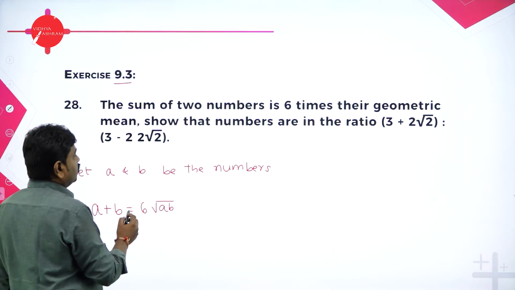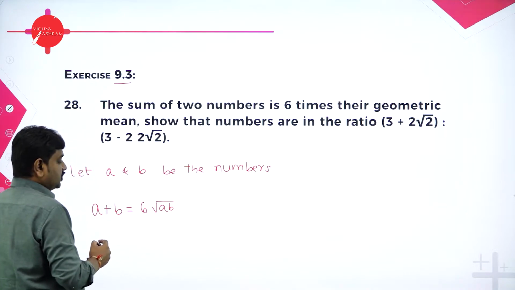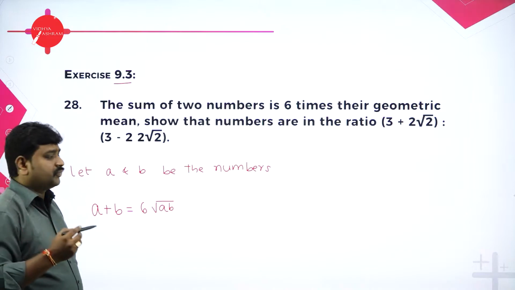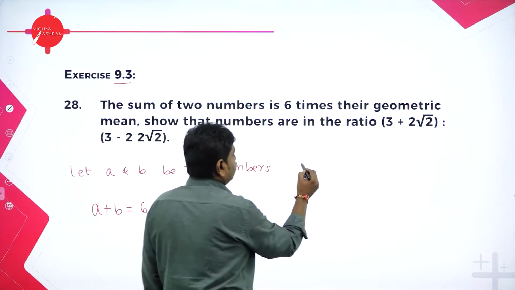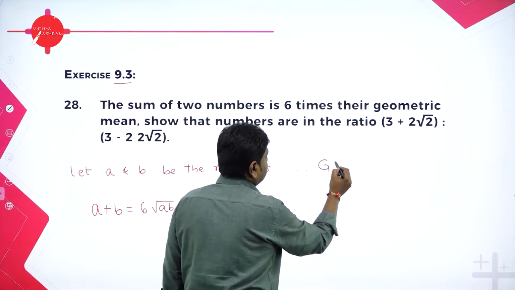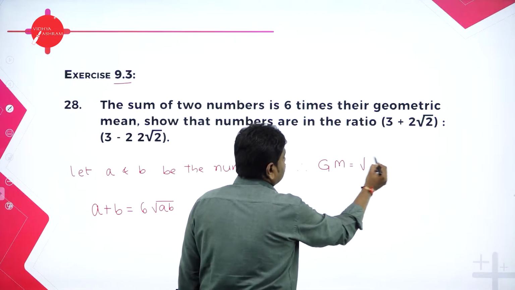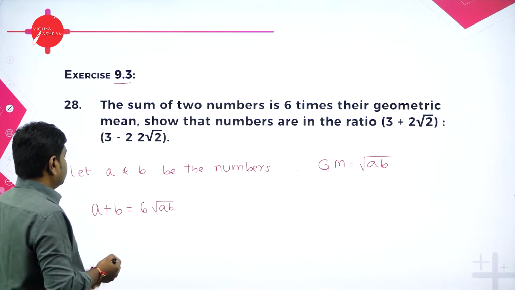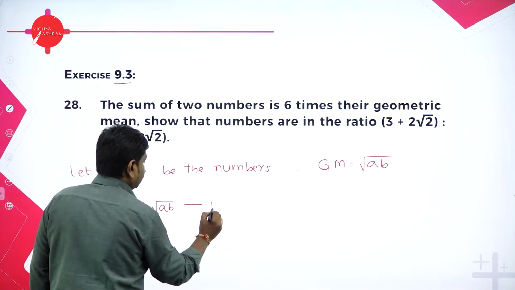All of you know the sum of two numbers means A plus B, and 6 times the geometric mean. What is the geometric mean? If A and B are the numbers, their geometric mean GM is root AB. So what is given, I wrote it. Call it equation 1.